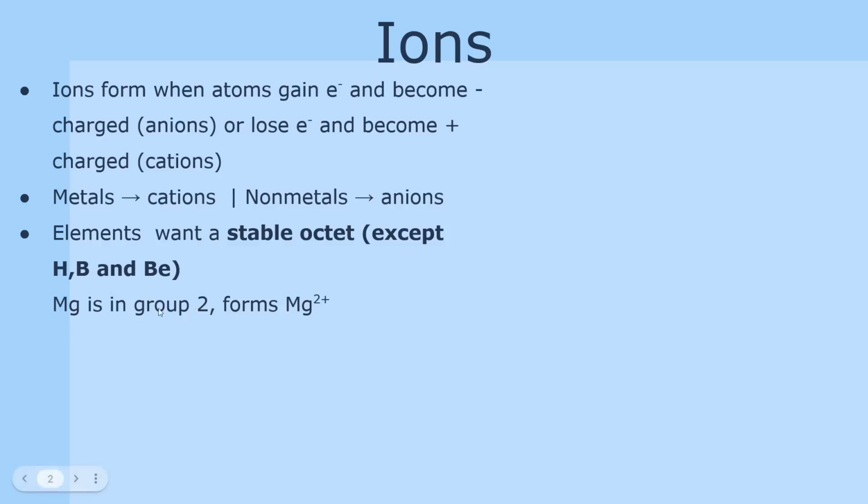Magnesium is in group 2, has 2 valence electrons, so it forms Mg2+. Fluorine is in group 17 and forms F- because it has 7 valence electrons and wants to get to that stable octet.